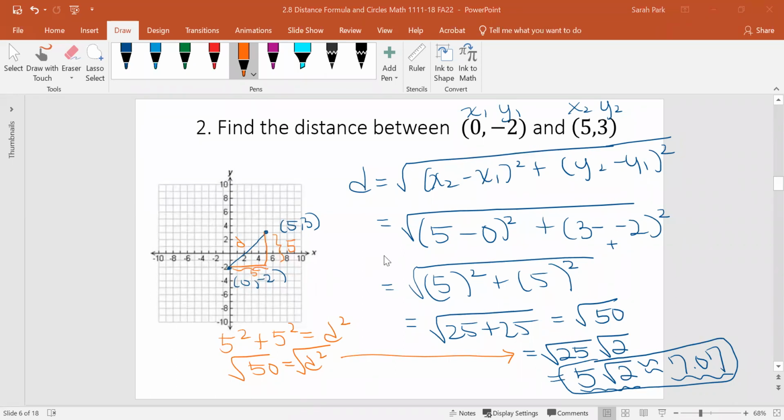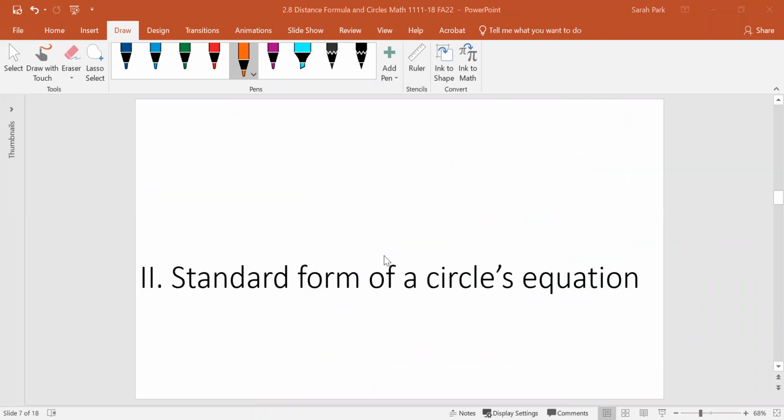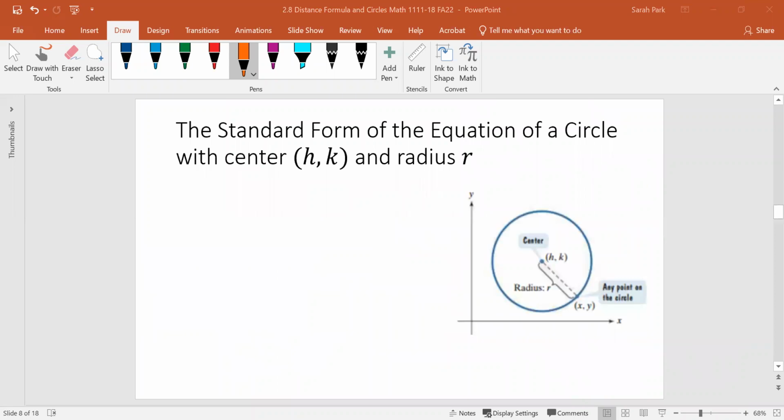Okay, using that idea, let's develop the standard form of a circle's equation. So here's a circle with center. We call the center values h and k. So h is your x value of the center, and k is your y value of the center. You can see how the center is located right in the middle of the circle, and the radius is the distance from your center to any point on the circle. And we call that r.